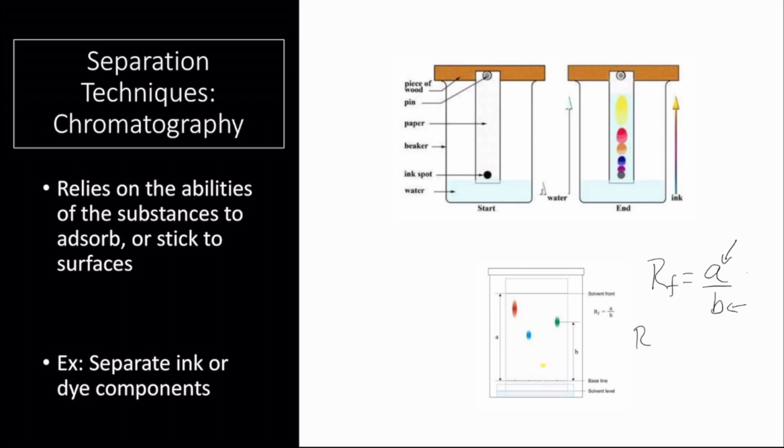So an RF distance close to 1 are the ones that move farther with the water. So these components are easily dissolved in water and do not absorb to the surface too well. And RF components that approach infinity are the ones that do not dissolve too well in water and absorb well to the surface.